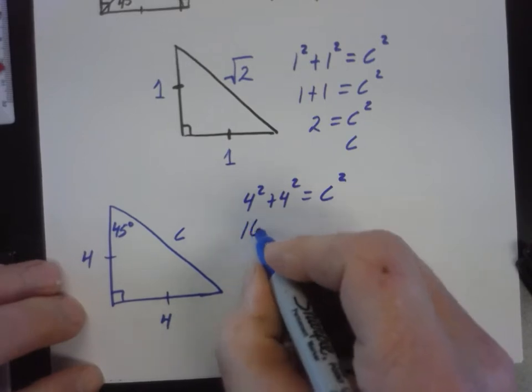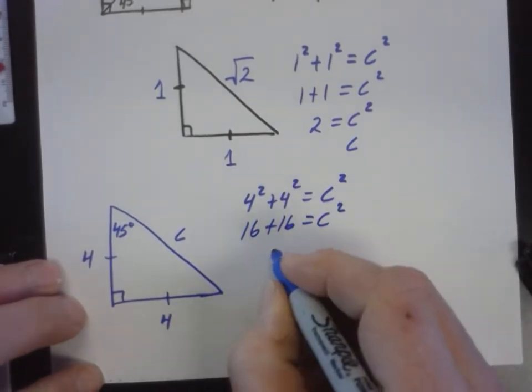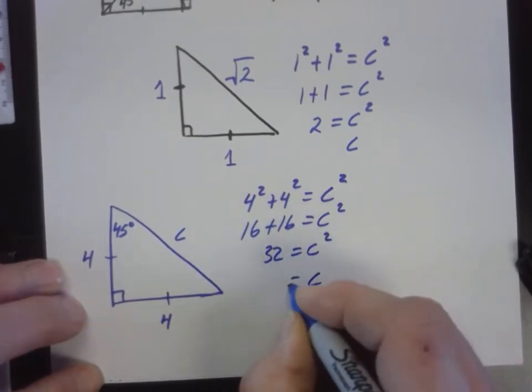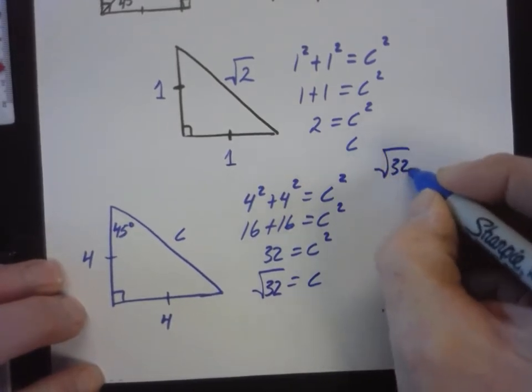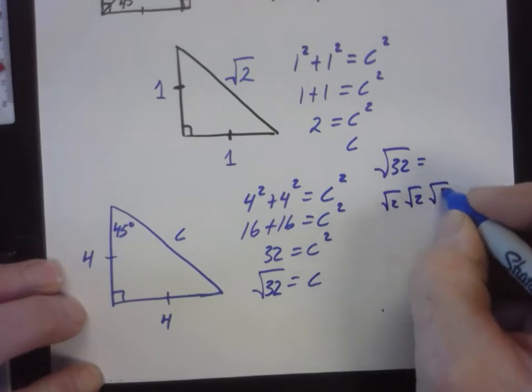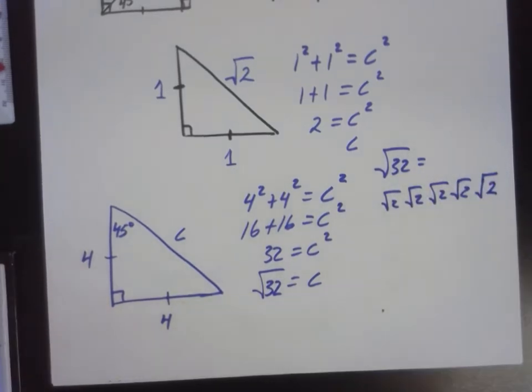Square them. Add them up. Take the square root of both sides. Now radical 32 is radical 2 times radical 2 times radical 2 times radical 2 times radical 2. I believe it's 5 2's multiplied together, isn't it? Try it. 2, 4, 8, 16, 32.